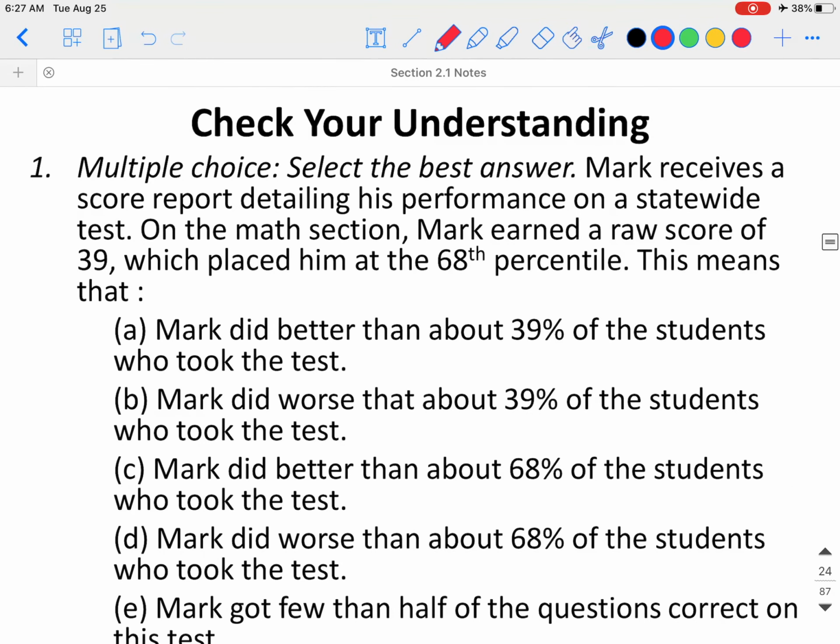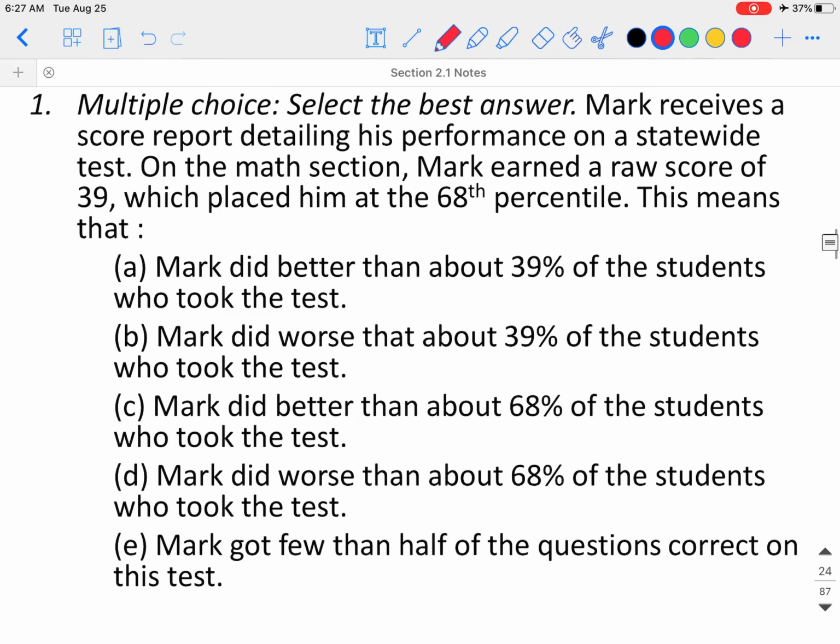Now let's check our understanding. Mark receives a score report detailing his performance on a statewide test. On the math section, Mark earns a raw score of 39, which places him at the 68th percentile. This means that Mark did better than about 68% of the students who took the test.